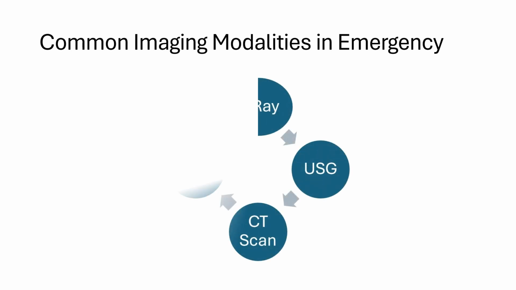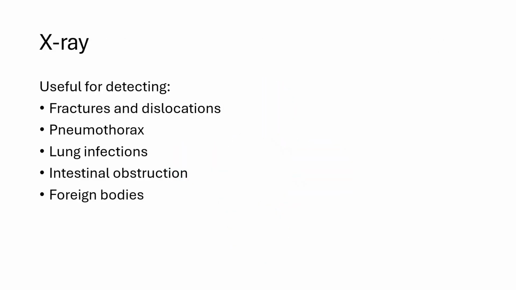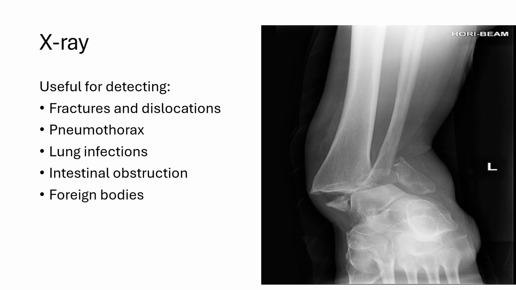In trauma patients, imaging is often performed using standard trauma protocols such as X-ray, USG, CT scan, and MRI. These help quickly identify life-threatening injuries. X-ray is the first line imaging modality in emergency conditions. It is fast, widely available, and useful for detecting fracture and dislocation.